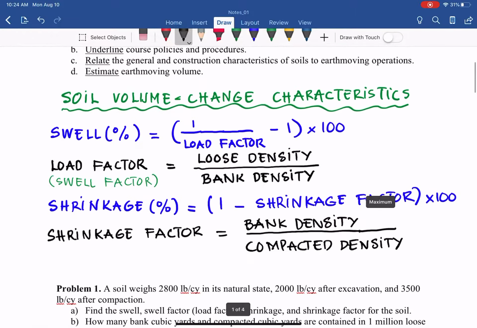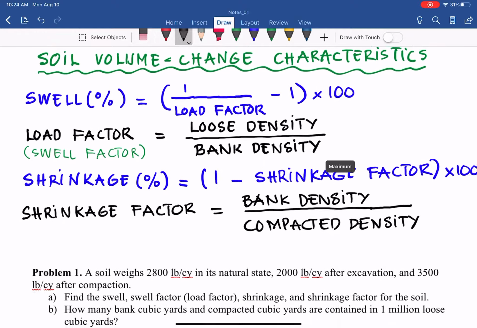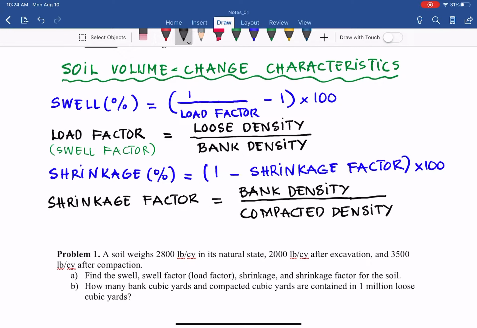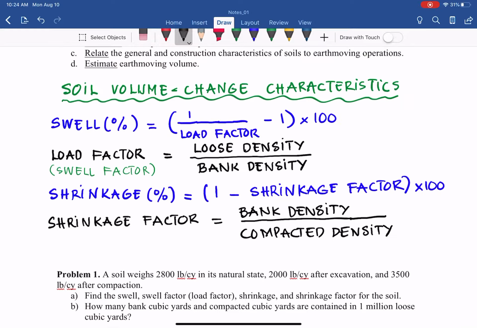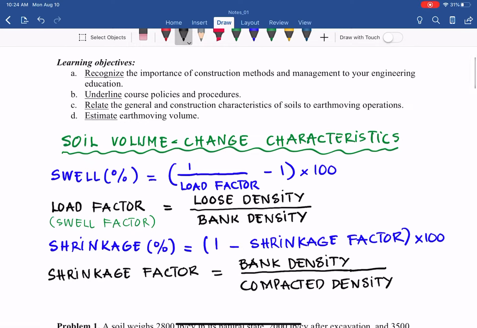And as you can see, for the loose density and bank density, the volume of loose is greater than the volume for the bank condition. So for that reason, the loose density is always less than the bank density. So load factor is always less than 1. For shrinkage factor, the bank density and compacted density, as I showed you in the graphic in the slide, the bank density also tends to be less than the compacted density, except the rock, which I will show you in a minute. Shrinkage factor tends to be less than 1, except the rock.